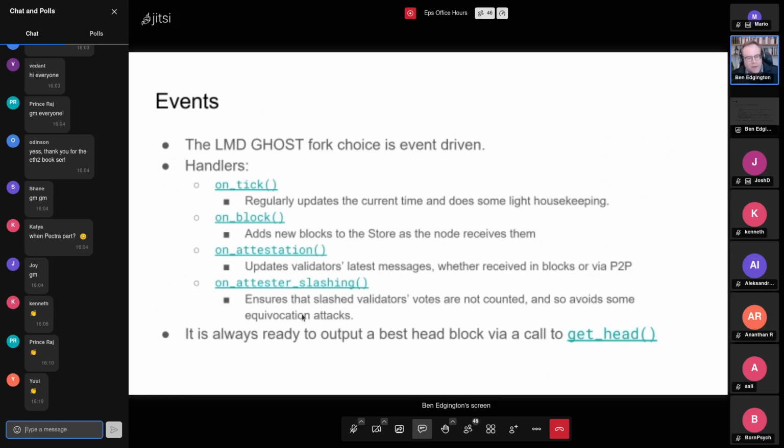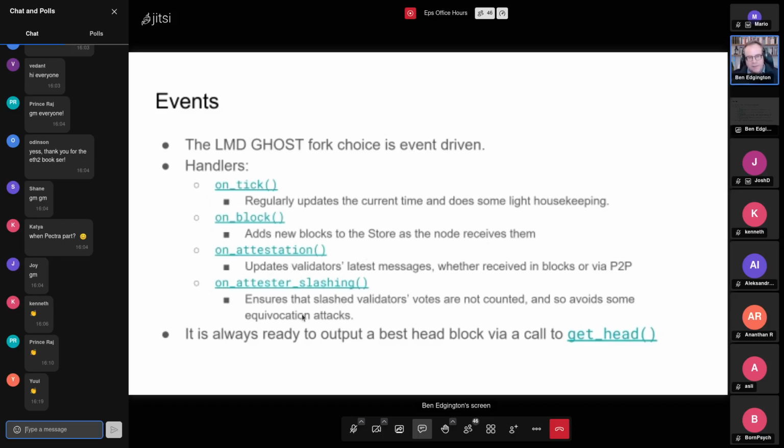A tick is just a regular call. It could happen like twice per slot. In Teku, we did it twice every second, so every half second. We'd perform a tick, and the fork choice would update its time and do some housekeeping. More interesting is on block. So this is what happens when my node receives a block on the wire from anywhere. Then this event is triggered, on block, and the handler adds blocks to the store as and when the node receives them.